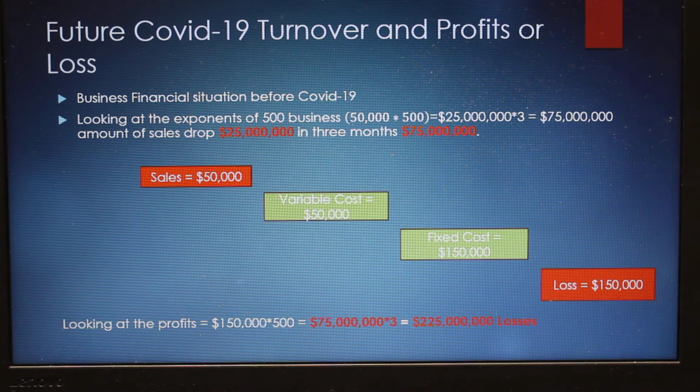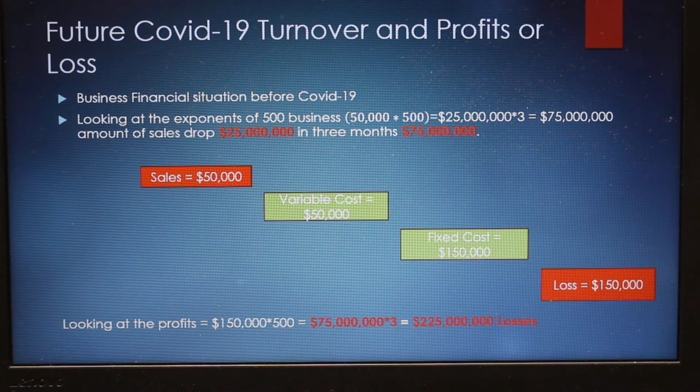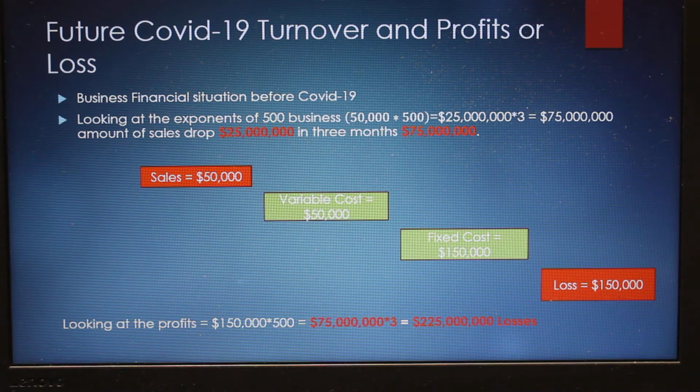But we can see that in this scenario, loss is more likely to be the situation for several businesses. And if we were to extrapolate this for 500 businesses, it would be 75 million in loss. And for 3 months, that's 225 million in losses, which is catastrophic.